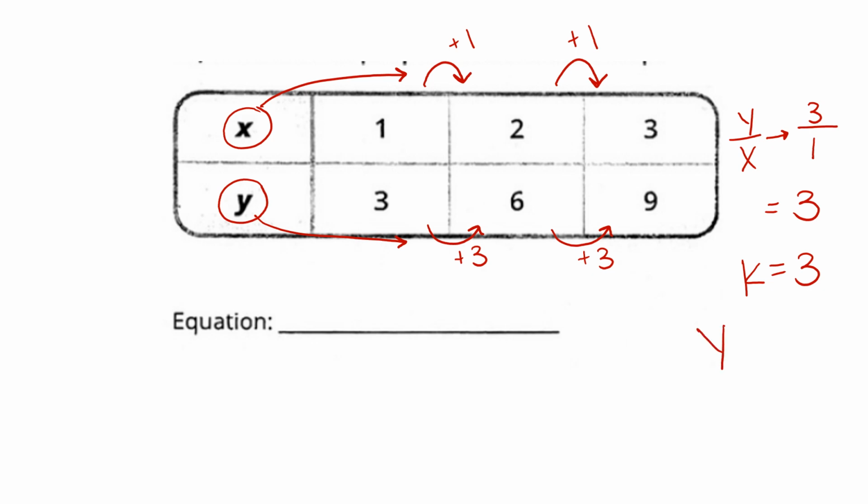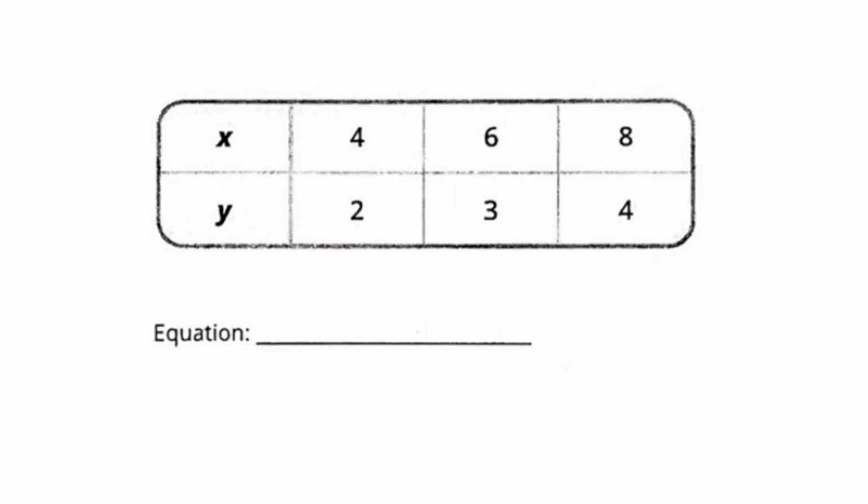And so we're going to put it in the equation y equals kx. And so our equation is y equals 3x. For number 2, we're going to solve our pattern in our table. Across the top, 4 plus 2 gives us 6. 6 plus 2 gives us 8. Going across the bottom, 2 plus 1 gives us 3. 3 plus 1 gives us 4.